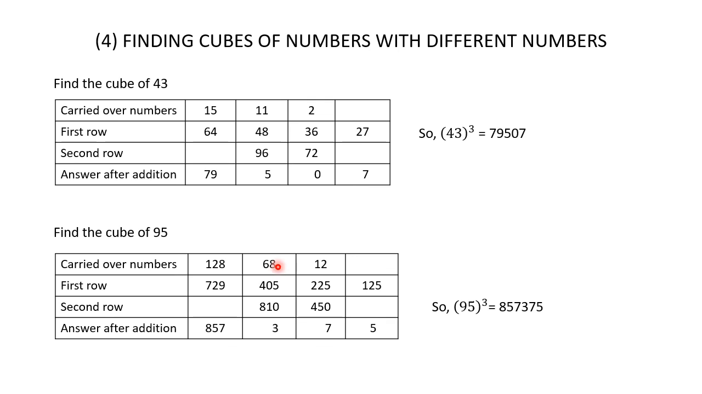68 plus 405 plus 810 is 1283. Write 3 in the answer and carry over 128 to the next column. 128 plus 729 is 857. Write 857 as it is in the answer. So now you have the answer as 857375. So 95 cubed is 857375. Hope you have understood the method.